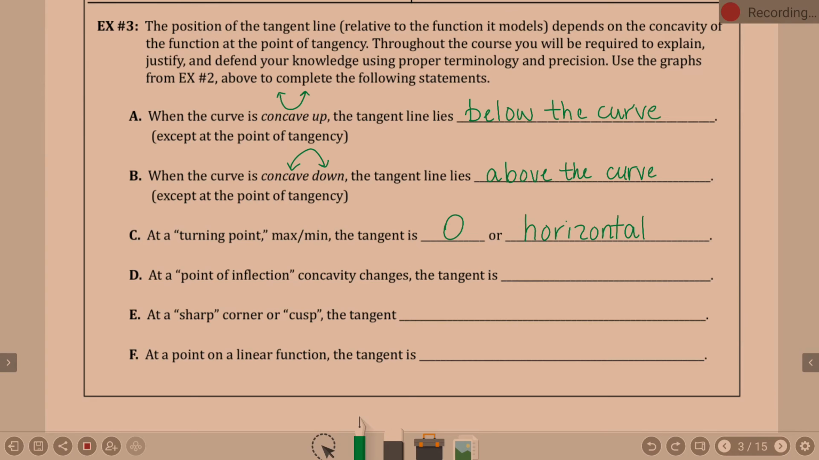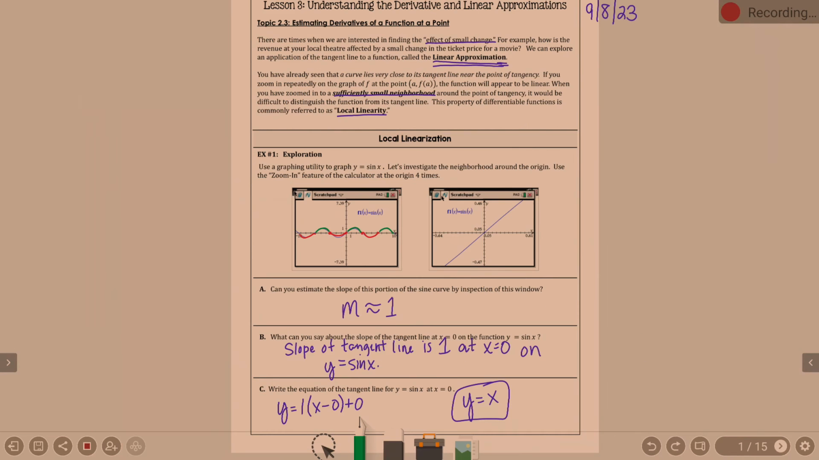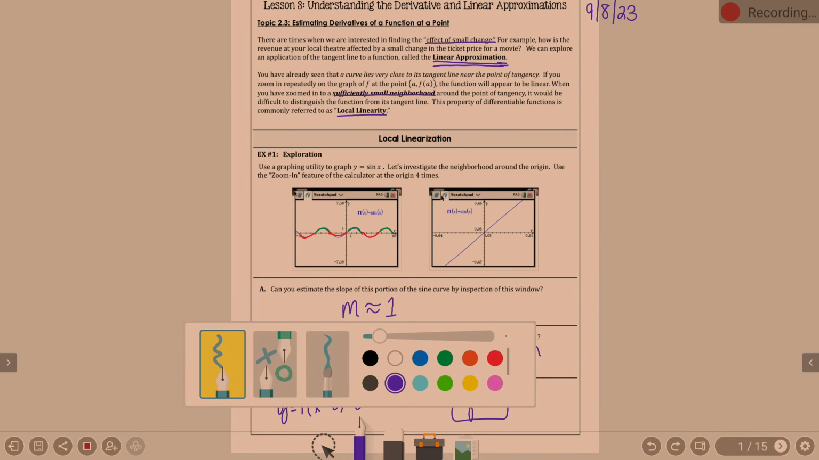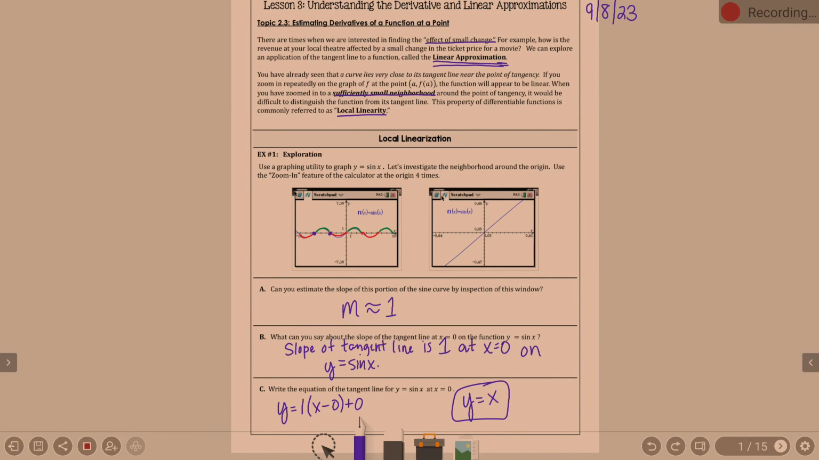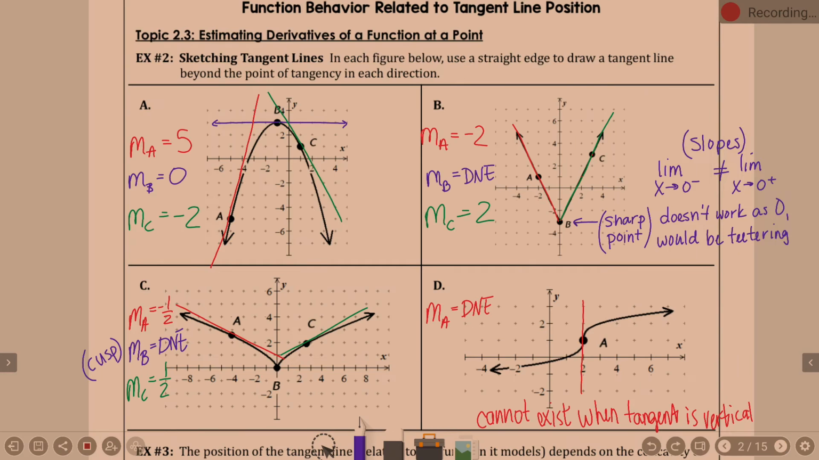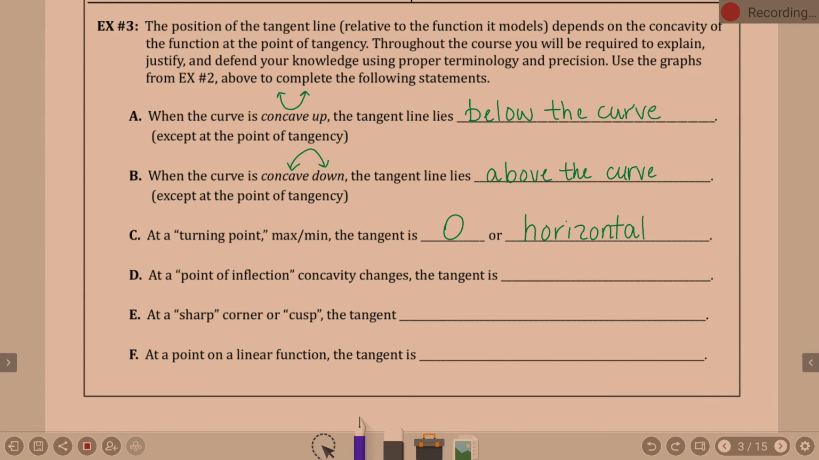Okay, at a point of inflection. I did not use that vocabulary, but I talked about it. These dots are points of inflection, where your graph changes from concave up to concave down or vice versa. Those are inflection points, points of inflection. She'll call them POIs in here. At a point of inflection, concavity changes. The tangent is what? Non-existent.